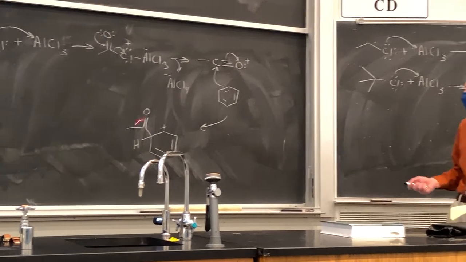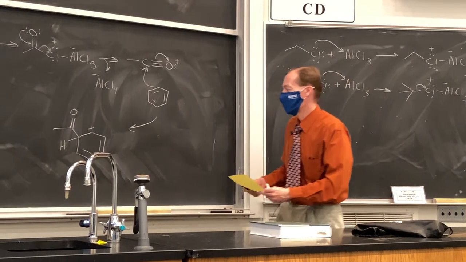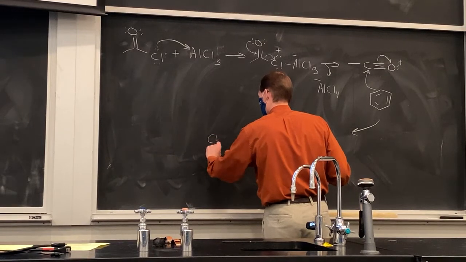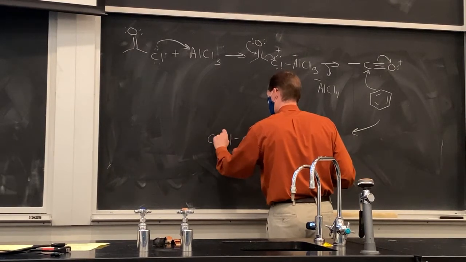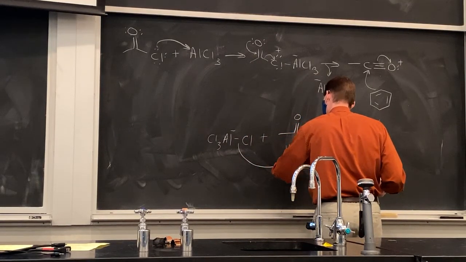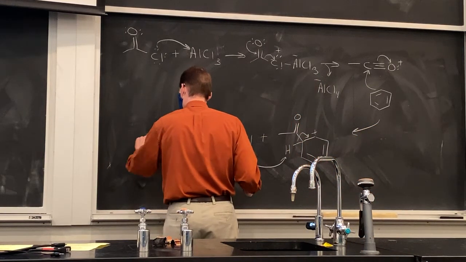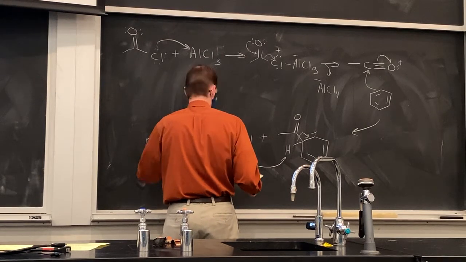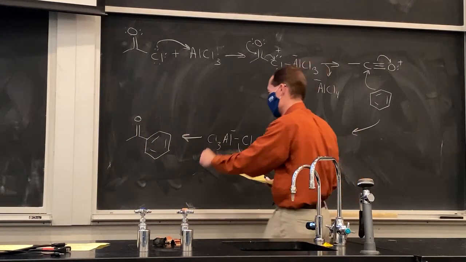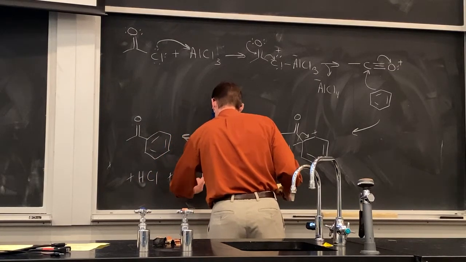Here's our resonance stabilized cyclohexadienyl cation. We could draw the other two resonance structures, but in the interest of time and space, we're just going to draw our AlCl4 minus, and we'll just draw it out like this. Giving us our ketone product, where we've attached our acyl group. We've generated HCl, and we've generated aluminum trichloride.